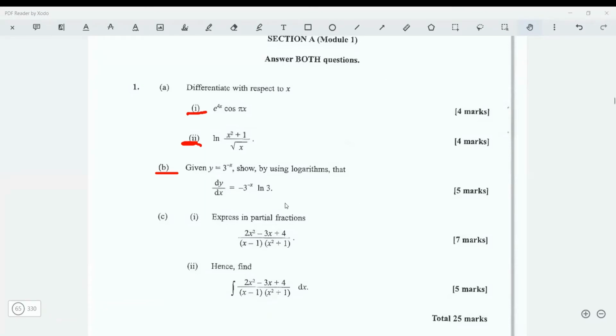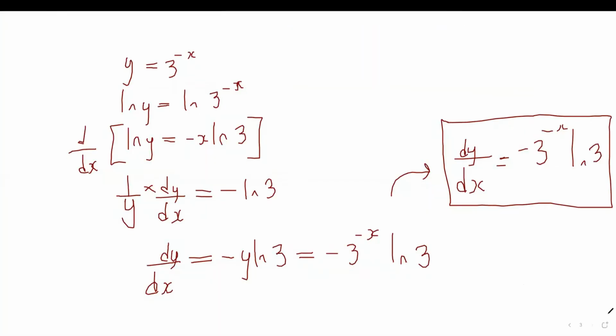Yes, sir. Now this one says, express this in partial fractions. I know you have this topic down pat, all right? So let's quickly run through that one. We don't really want to look at the partial fractions. We want to go to the integration part of it. So the partial fractions was 2x squared minus 3x plus 4 over x minus 1.